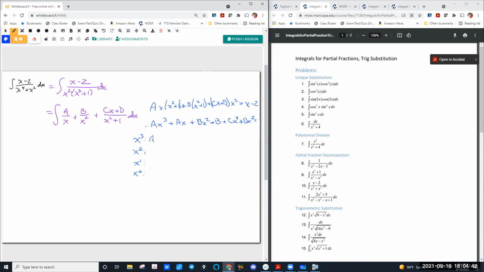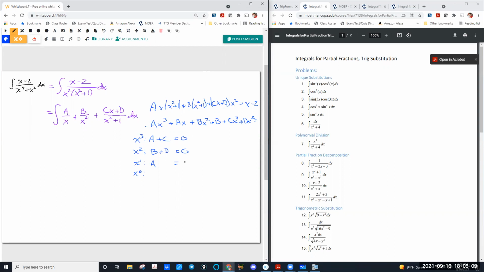So x cubed, again, now here's where the difference comes. A plus C, there's still 0 x cubed on this side, so that doesn't change. The x squareds are going to be B plus D equals, again, 0. There's no x squared terms. The x is going to be A. And let's double check, that is our only x term.